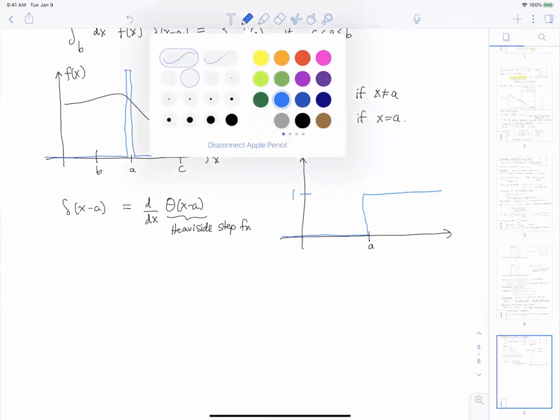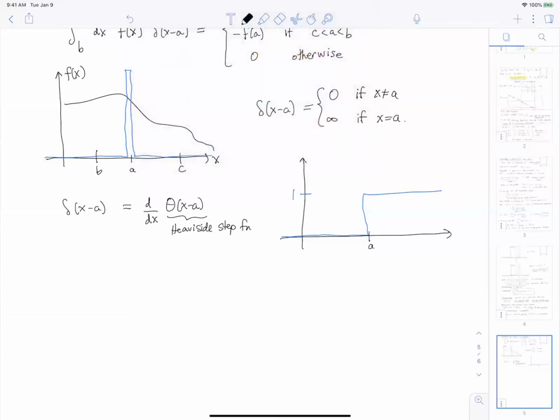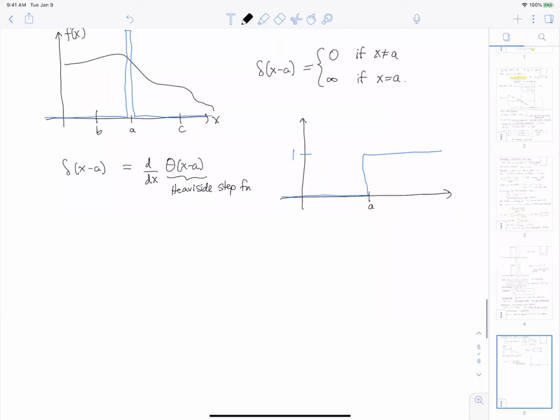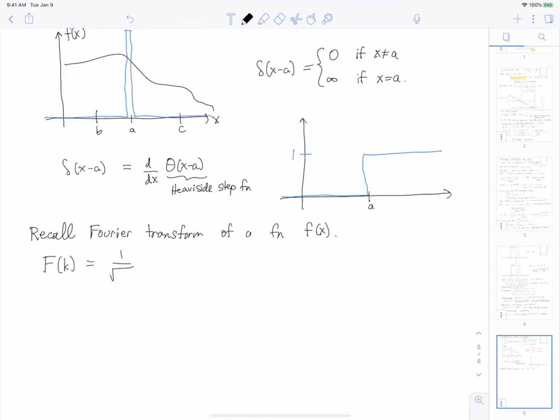All right, so let's do one more thing with this before we quit for the day, and that's relate this to Fourier transforms. So recall a Fourier transform of a function, let's call it f of x. If you're given f of x, then the Fourier transform f of k is defined to be 1 over the square root of 2 pi, integral from minus infinity to infinity of e to the minus i k x prime, f of x prime, dx prime.